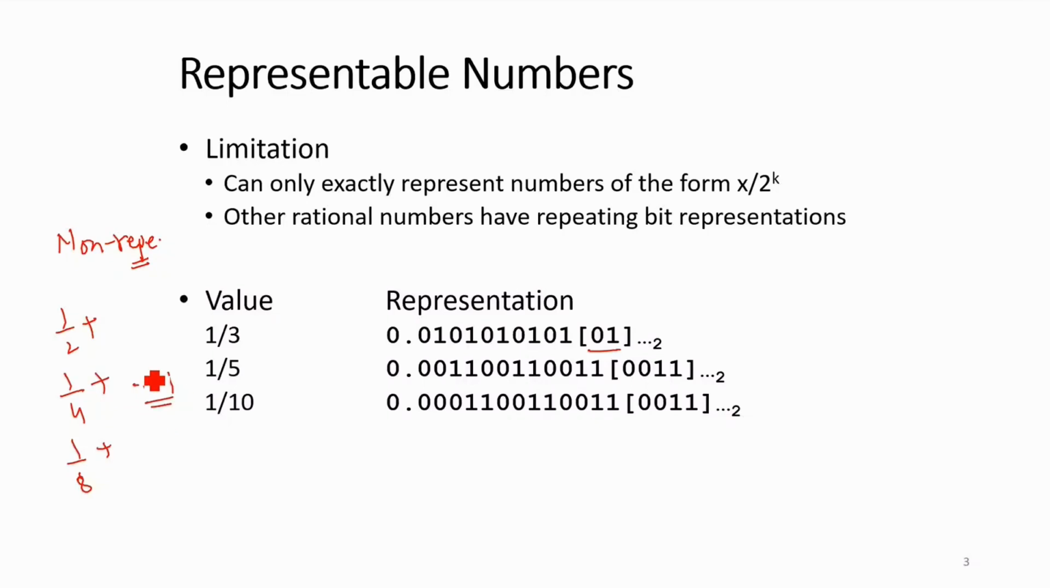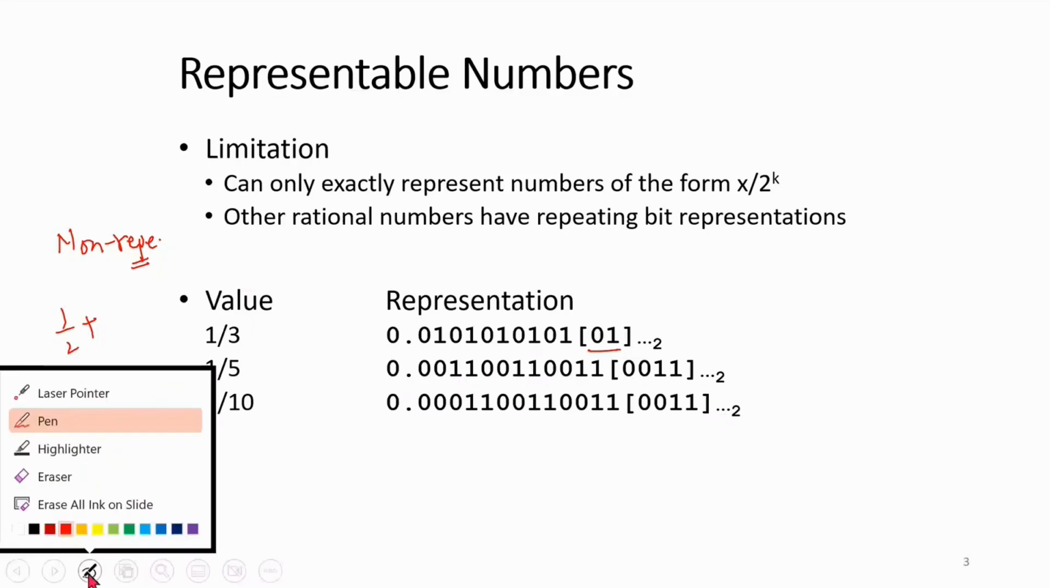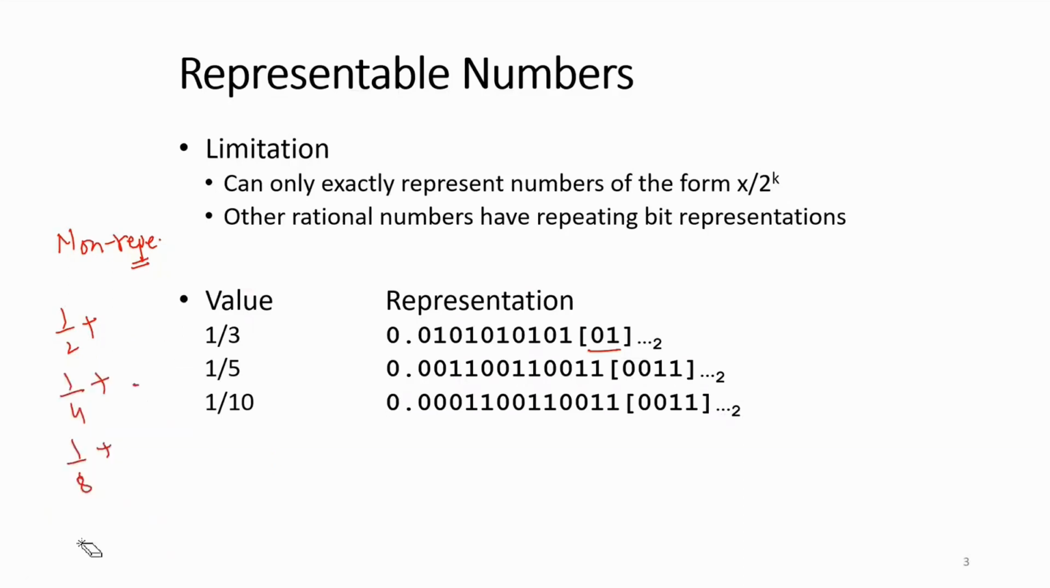Again, 1 by 2 is there. So it is like, it will be coming out. When we are going to represent 1 by 2, it is 0.1 in binary. Similarly, 1 by 4 is 0.01, 1 by 8 is 0.001. So like that, it is having a non-repetitive pattern.